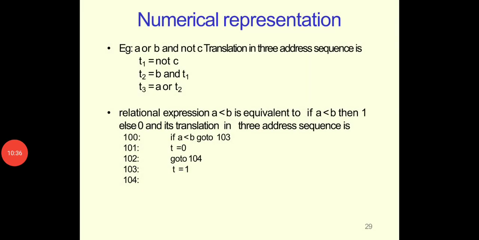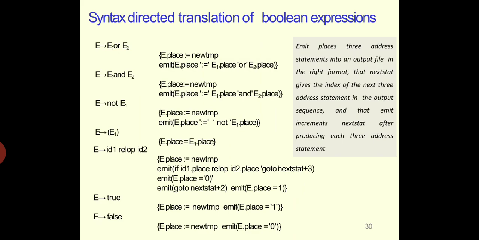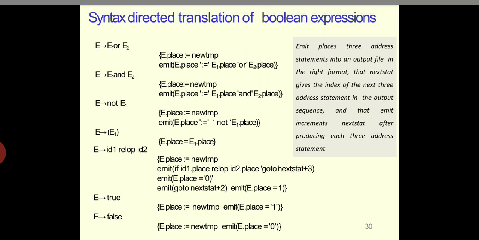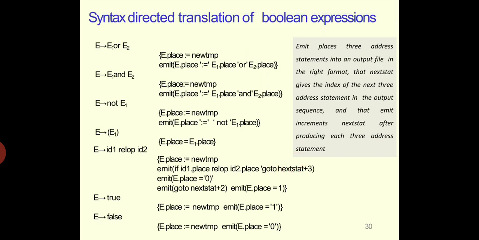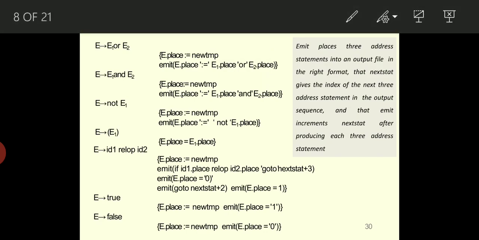Then we can see that t is equal to 1, so that will be displayed. So this is the syntax directed translation scheme for the Boolean expression which is having a relational operation within the flow of control statement, say if. Then the expression's value: finally the expression will be having a value E dot true. E is having a value, it can be true. That means it will generate E dot place is equal to new temp, emit E dot place is equal to 1. E is false means E dot place equal to new temp, emit E dot place equal to 0.